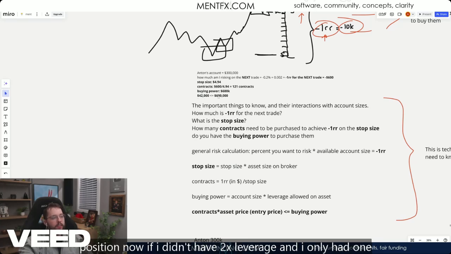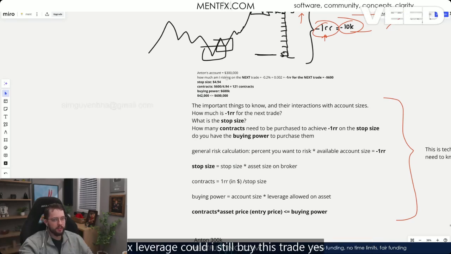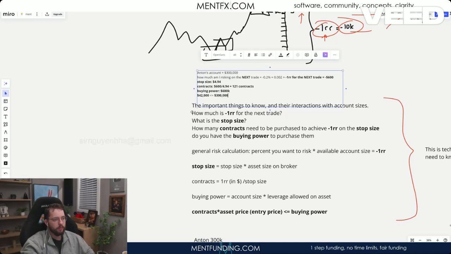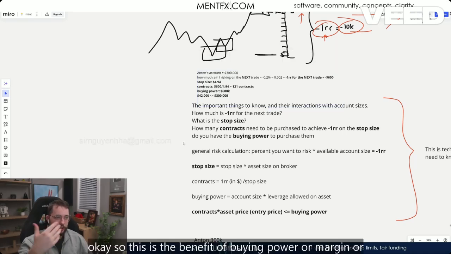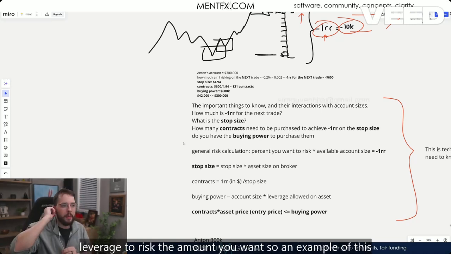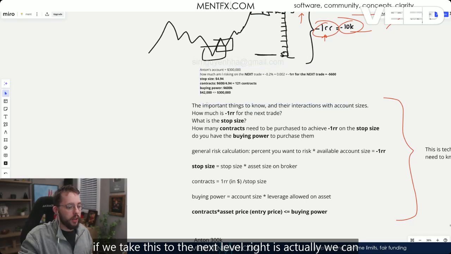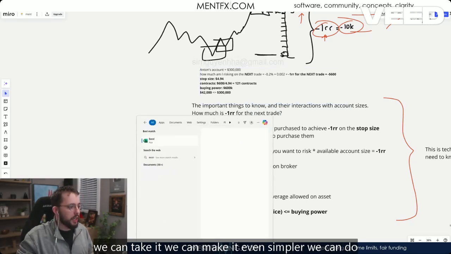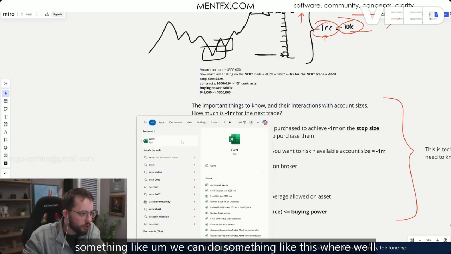Now, if I didn't have 2x leverage and I only had 1x leverage, could I still buy this trade? Yes. Okay, so this is the benefit of buying power or margin or leverage. And that's that sometimes you need the additional leverage to risk the amount you want. So an example of this, if we take this to the next level, is actually we can make it even simpler.